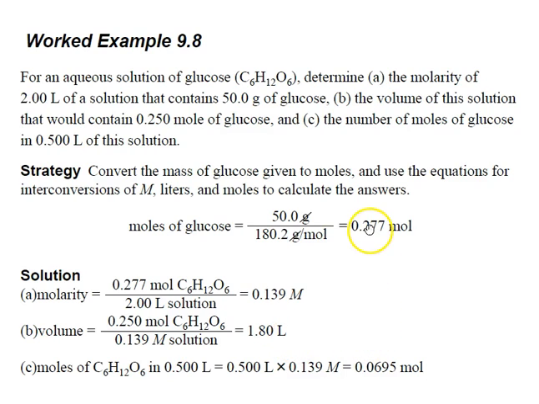The last one, we're asked to calculate the number of moles of glucose in half a liter of this solution. So in half a liter, we use this molarity, 0.139, and multiply. Liters times moles per liter, the liters will cancel, leaves us with moles, and we get 0.0695 moles.